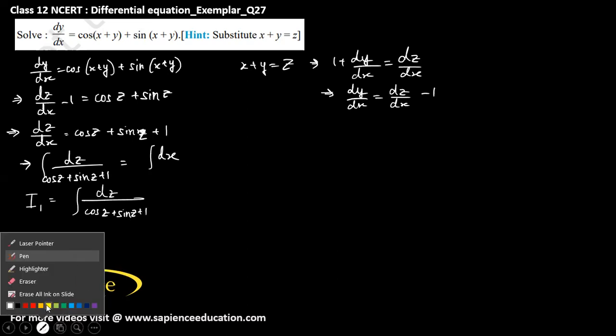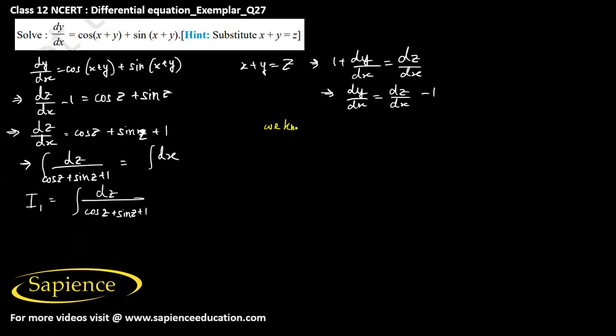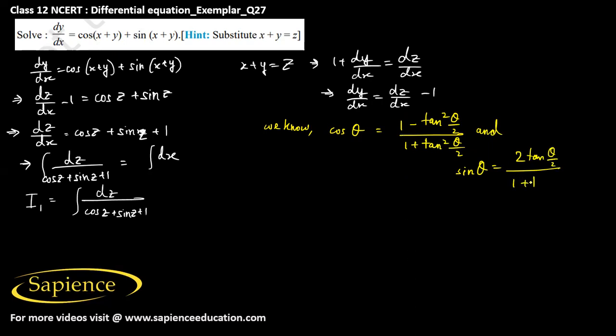So here we know that cos theta can be written as 1 minus tan squared theta by 2 divided by 1 plus tan squared theta by 2, yes or no? And sine theta can also be written as 2 tan theta by 2 divided by 1 plus tan squared theta by 2, yes or no? So this we can substitute in place of these two.